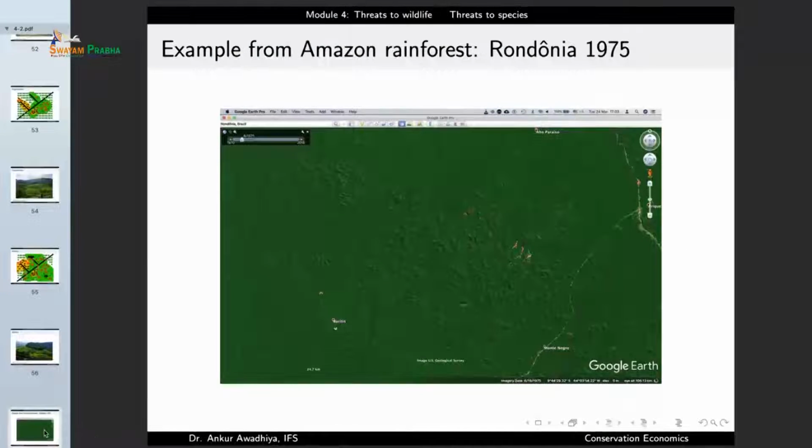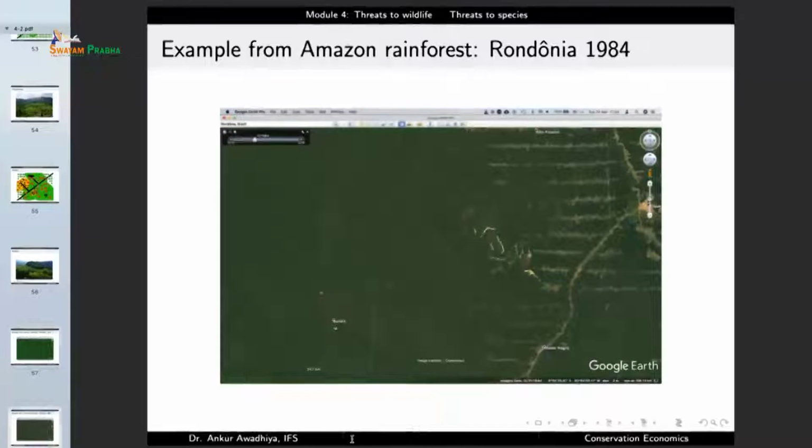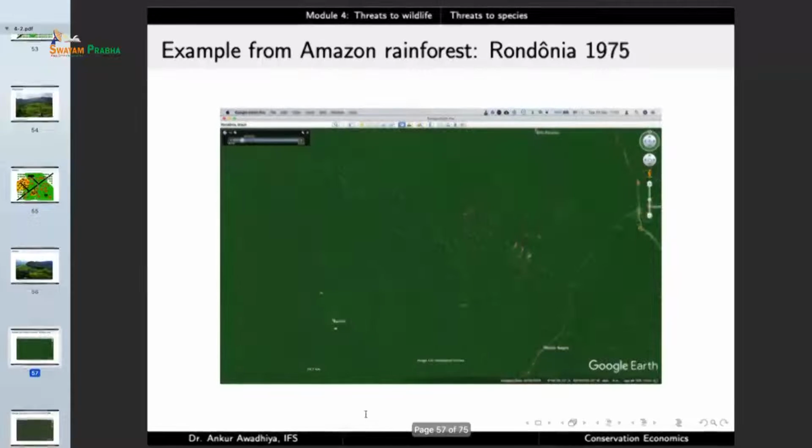Now we can see an example through the deforestation of the Amazon rainforest. So these are satellite images from 1975, and I would like you to pay attention to this road. So this is how the dissection occurred in this area. So this road was constructed in this pristine forest. Now this is 1975. This is 1984. So by 1984, now people have started to enter into these areas, and they have constructed a new road.